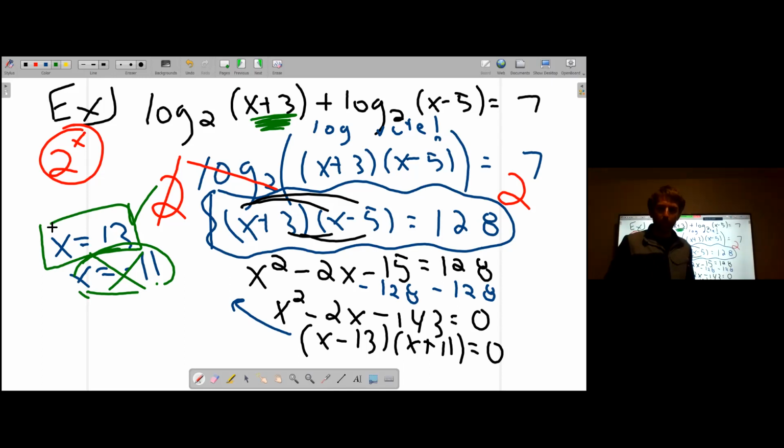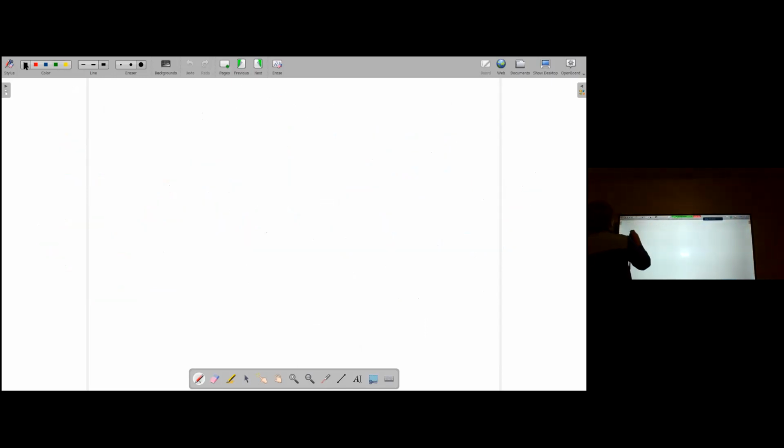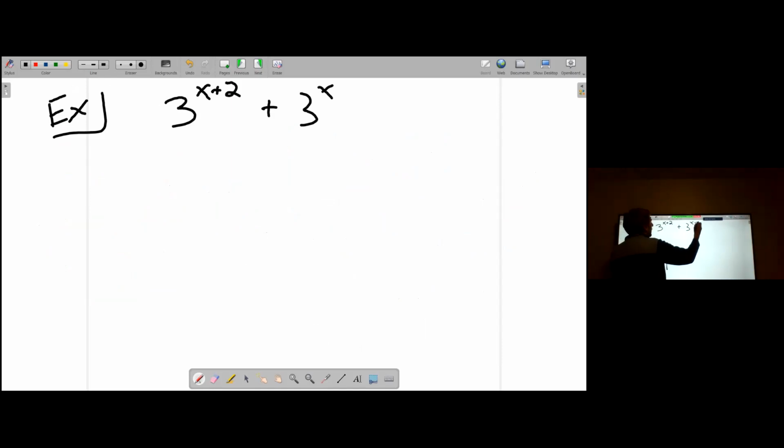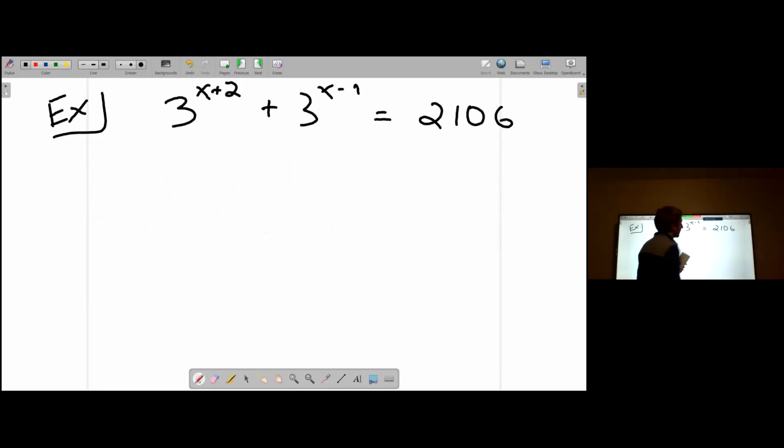That's actually all the log ones I want to do. To finish this video up, I want to do some exponential ones using a method called substitution. So we've already seen how to solve exponentials a little bit, but let me use a method of substitution. So like to solve this one, for example: 3 to the x plus 2 plus 3 to the x minus 1 is equal to 2106. Okay. How do you solve this?